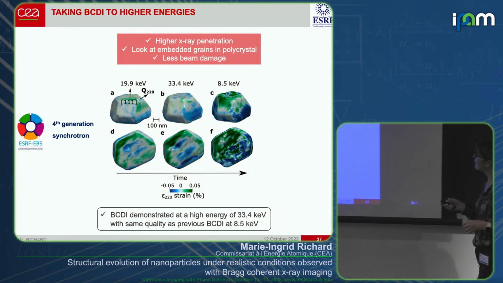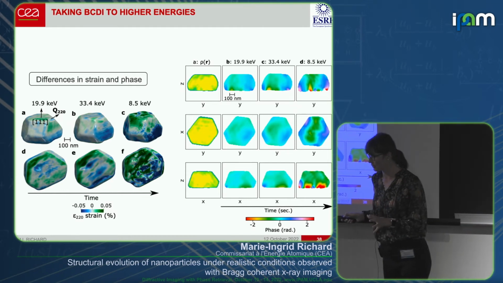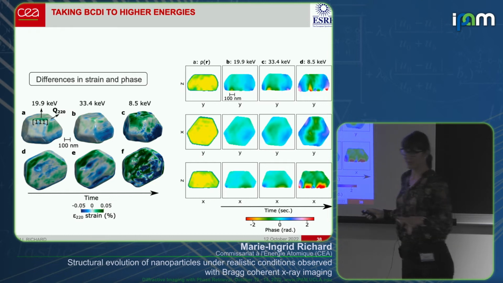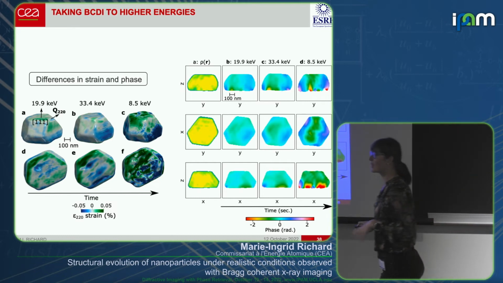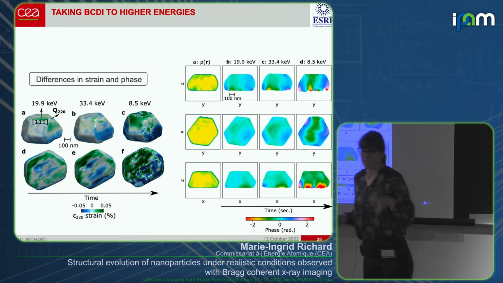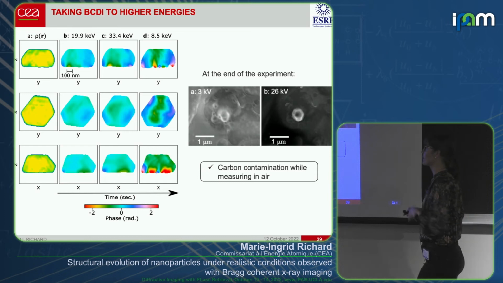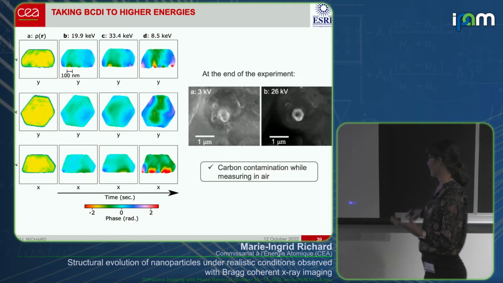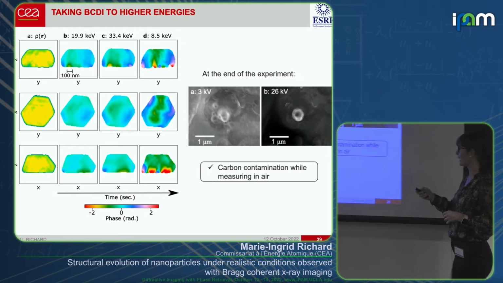So we have our test particle. What was quite funny at the beginning is that we did the measurement at three energies, close to 20 keV, 33.4 keV, and 8.5 keV. The shape is the same, but the phase and the strain are totally different. And we were not expecting this. In fact, it's a test sample, and we are measuring in air. At the end of the experiment, we performed some scanning electron microscopy and saw a lot of carbon contamination on the sample, and this explains the different strain.